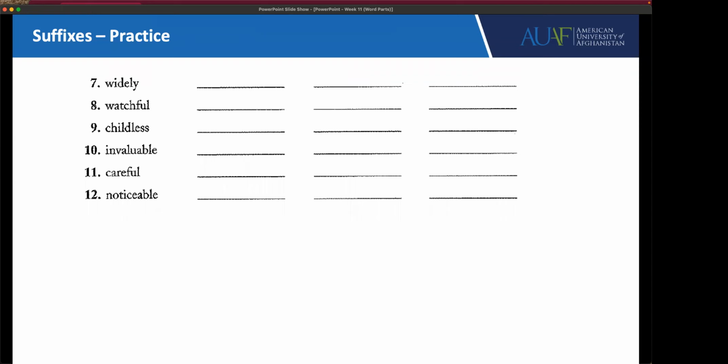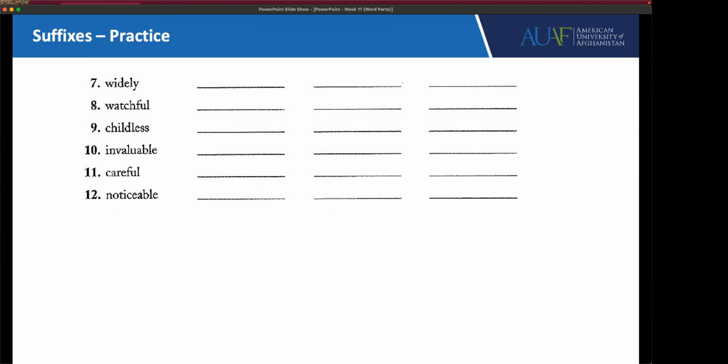Who wants to do childless? Do I have a volunteer? Somebody who hasn't gone? Can I do it? Both of you have done it so many times. Go ahead, Rizwana. Okay, number 9, childless. It is an adjective. The root is child. Child is a noun. Right. Very good.